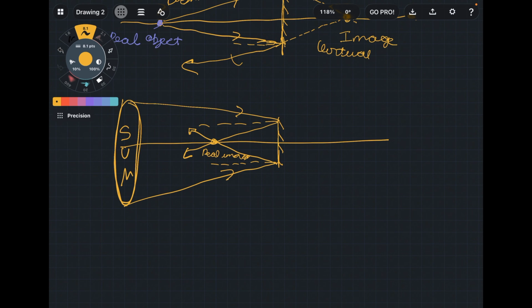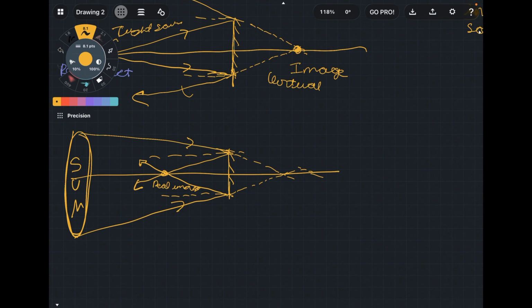And if we trace the incident rays out, we find that the rays appear to meet at this point here. So this will be our virtual object.